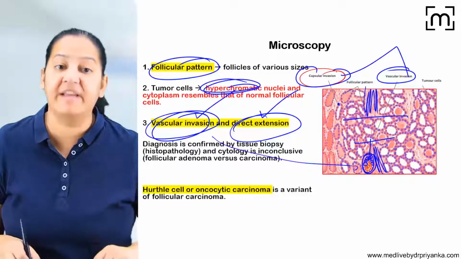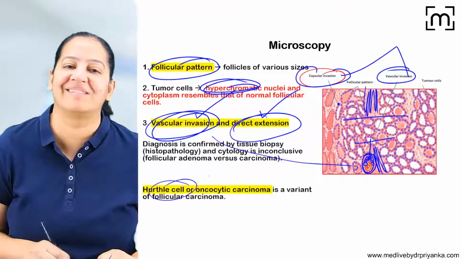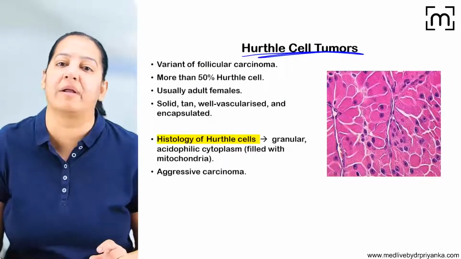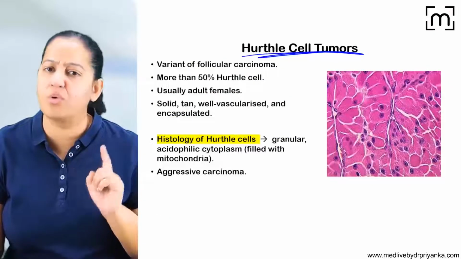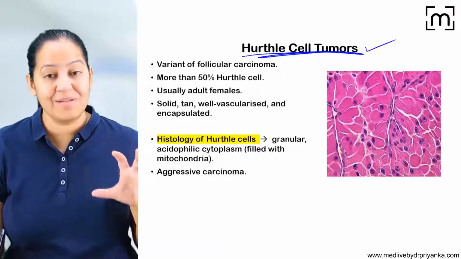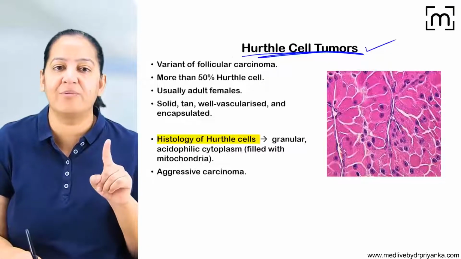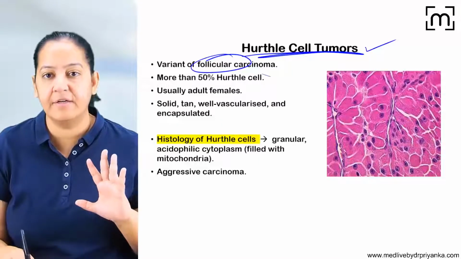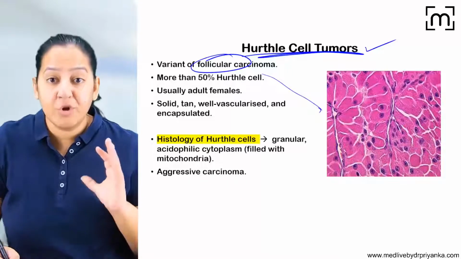Now there is a variant of follicular carcinoma known as Hürthle cell carcinoma. So sometimes you get a very short note on Hürthle cell. So you must understand what is Hürthle cell. The first thing you have to write, it's a variant of follicular carcinoma. So here, what is the difference? Here the tumor cells are arranged in follicles only, but the tumor cells are different.